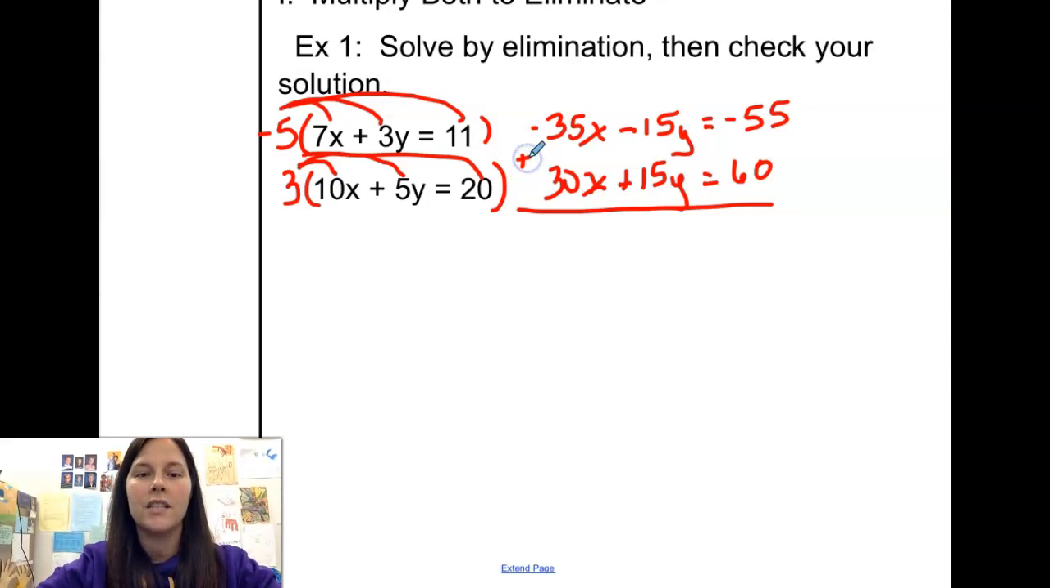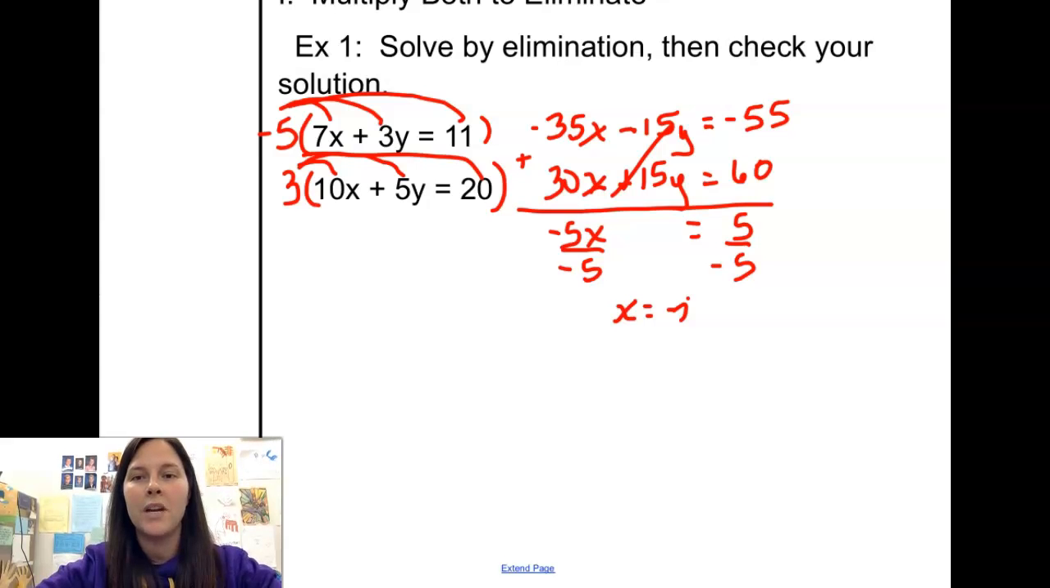Adding my equations together, negative 35x plus 30x leaves me with a negative 5x. My positive and negative 15y's cancel, and negative 55 plus 60 is a positive 5. So when I solve for x, dividing both sides by that negative 5, I get x equals negative 1.